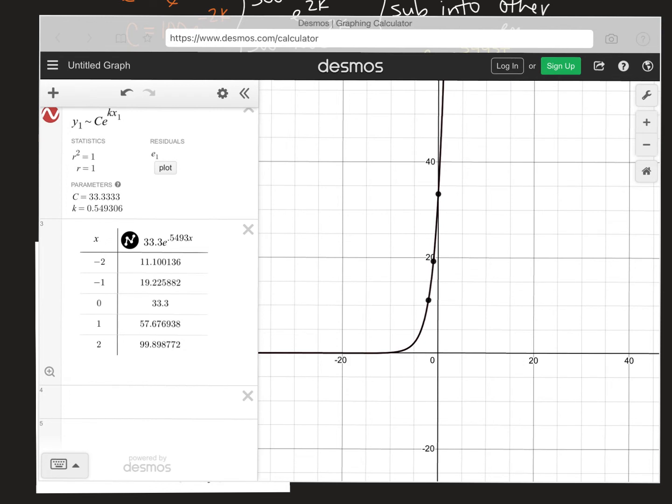And instead of just e to the x, where our y-intercept is 1, we have that 33 out in front as our c, which gives us our initial condition, or our y-intercept. So that's how you can use regression on Desmos. If you're just given 2 coordinate points, you can use the exponential regression, which looks just like this.